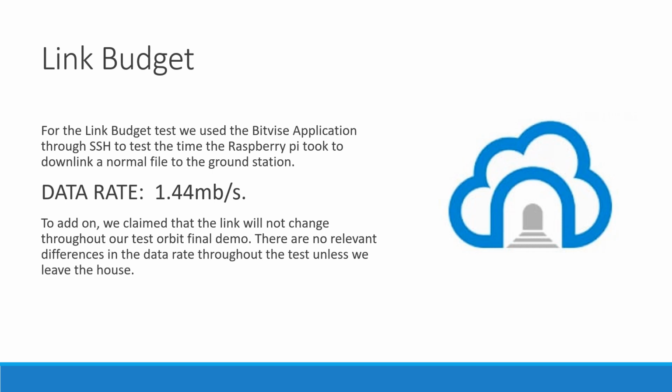We claimed that the link will not change throughout our test orbit final demo because there are no relevant differences in the data rate throughout the test unless we leave the house. That would mean that we would have to use Bluetooth connection instead of SSH, which is not what we are intending to do for our final demo.